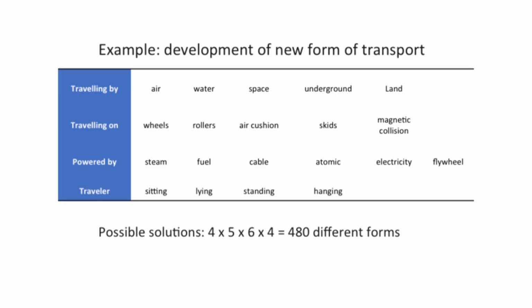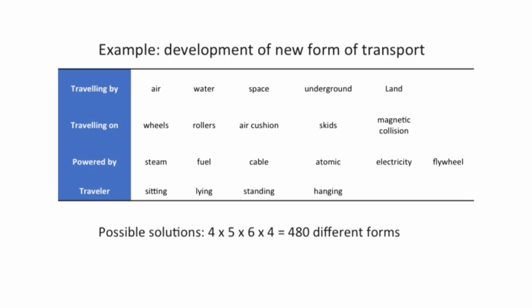Powered by what? What is the power source? It may be steam, it may be a fuel, it may be a cable car, it may be atomic energy, electrical energy, flywheel, and all those are power sources. No? It may be solar power, it may be a battery, all those things are possible. Traveler posture: is he sitting or sleeping or standing?